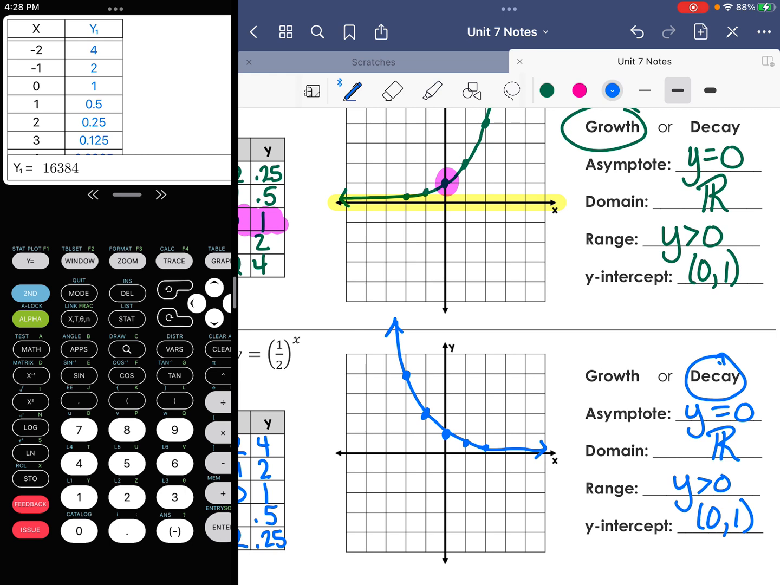So actually the only thing that changed on this one, the only thing that 1/2 did was change the direction of the graph and make it a decay instead of growth. All the other attributes stay the same. Asymptote, domain, range, y-intercept, everything is the same.